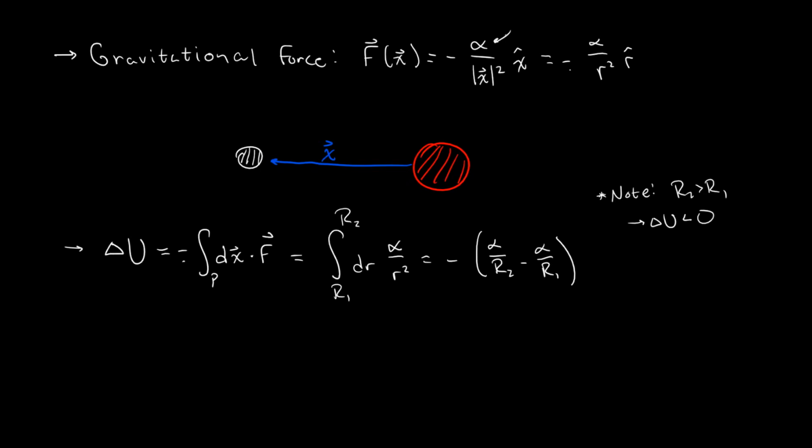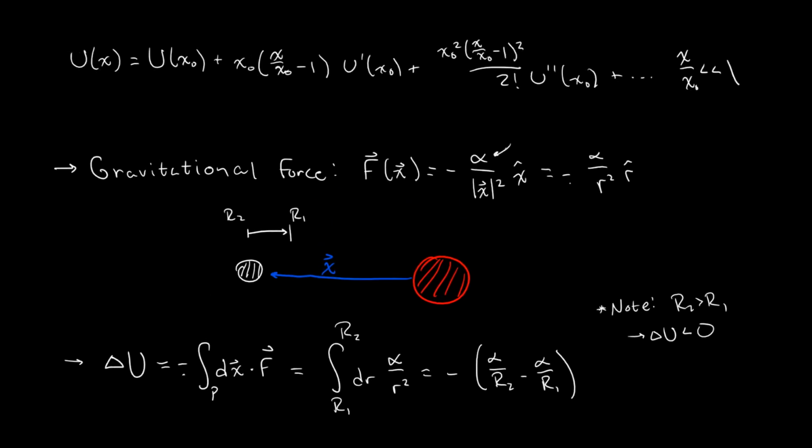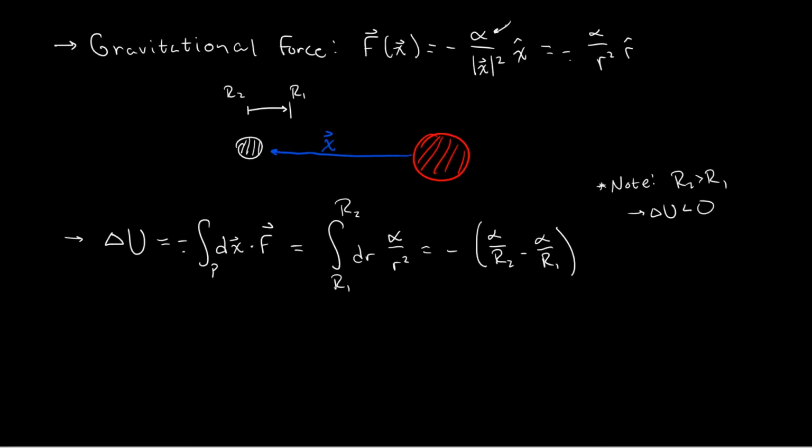Right? Which means that if I fall from some radius here down to some radius here, so call this R2, call this R1, then I've decreased my potential energy. Which essentially just tells me that gravity is always going to want to pull things together. Right. So that's still consistent with what we were talking about before. Just wanted to make sure that is still all good.